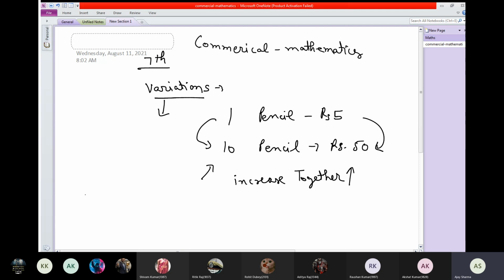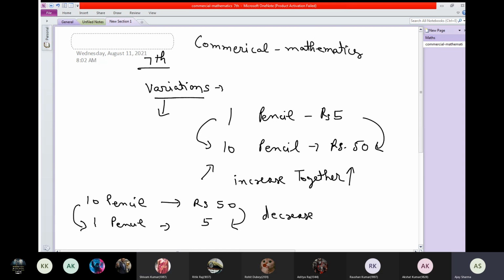Now, if we reverse the same question, if the price of 10 pencils is rupees 50, what is the price of one pencil? 5 rupees. Now what do you see? The number of pencils decreases and their cost also decreases. Here both the quantities decrease together. These are the variations, how they increase or decrease.